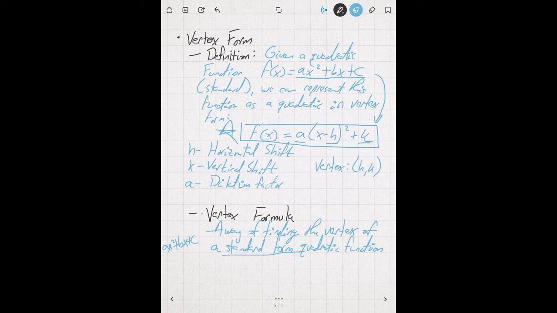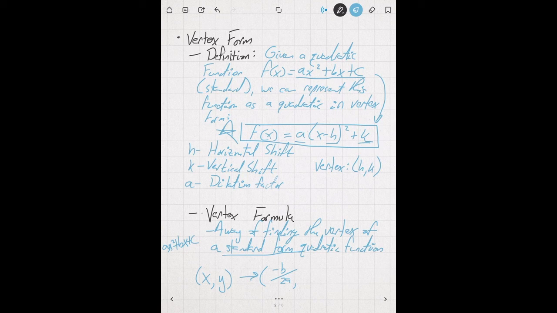So if you want to find the vertex, remember the vertex is a coordinate point. It's some point x, y. So if you want to find that, here's how you do it. To find the x-coordinate, to find how far over left or right you are, you need to take negative b and divide it by 2a. Take a look at that for a second. You have to take negative b and you have to divide it by 2a. Now that negative b over 2a, that tells you what the x-coordinate is for the vertex.